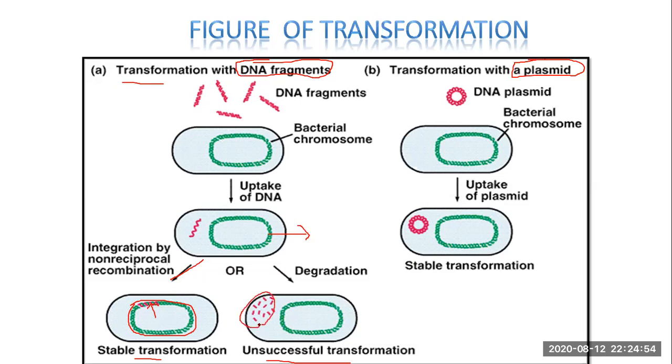Okay, and another transformation happens with the plasmid. And what is that? That DNA plasmid attaches with the bacterial cell, and then that plasmid is taken up by the cell. It's called the stable transformation. So transformation of a bacterial cell can happen in these two processes.